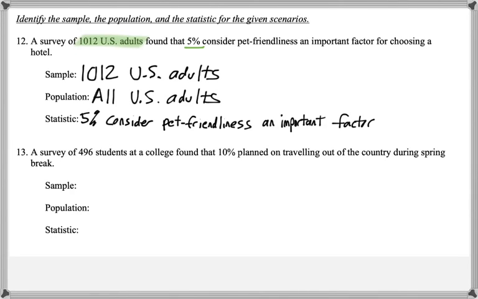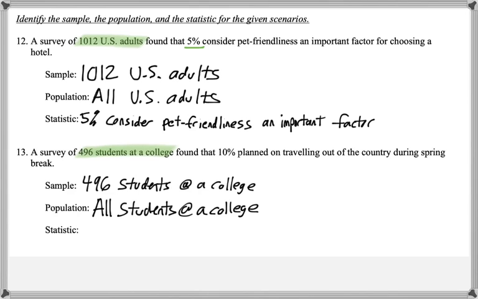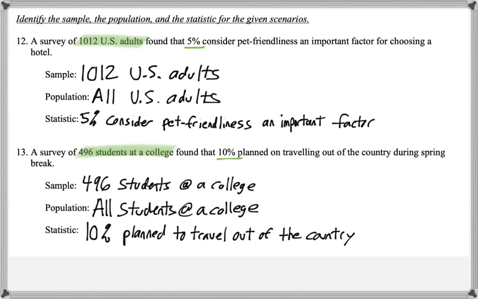13 says, a survey of 496 students at a college found that 10% planned on traveling out of the country during spring break. So the sample here would be the 496 students at a college. And again, a sample is representative of an entire population. So the population would be all students at a college. And then lastly, the statistic would be the 10%. So 10% plan to travel out of the country.